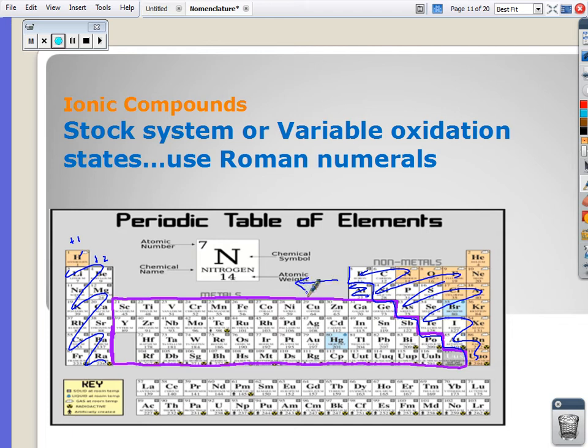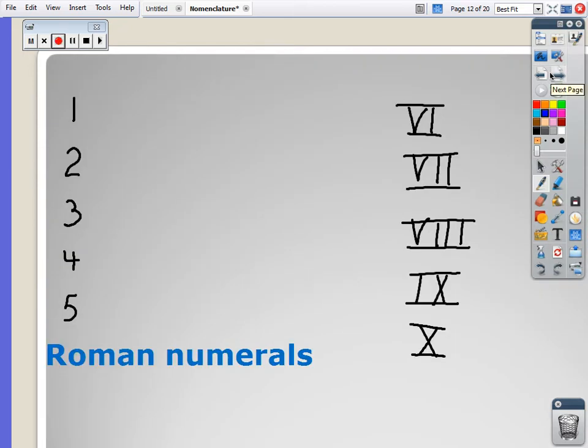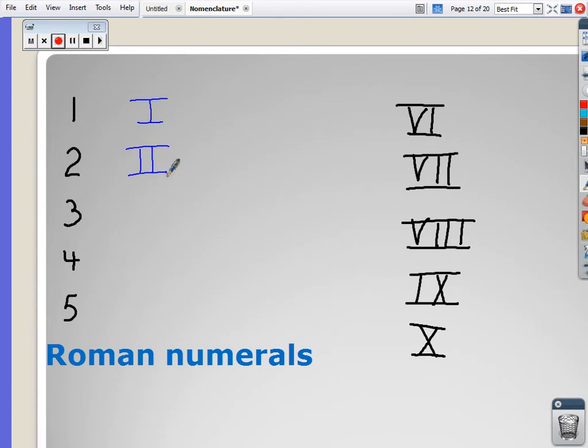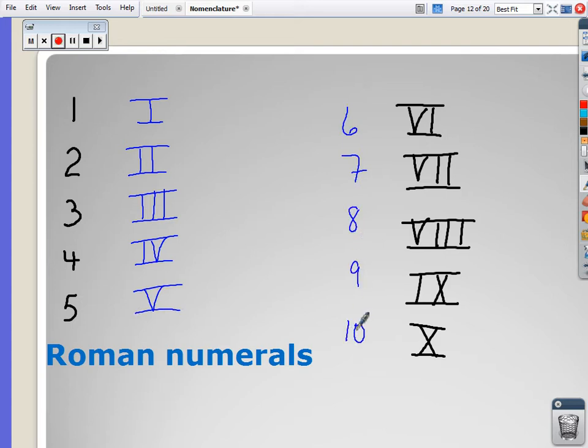And this is where we use Roman numerals, or the fancy name is variable oxidation states. And we use Roman numerals to tell us the charges. So the Roman numerals are 1, 2, and so on, because how awful would it be if you didn't remember what the Roman numerals were? And this is 6, 7, 8, 9, and 10. If you don't know those, pause it. Okay.